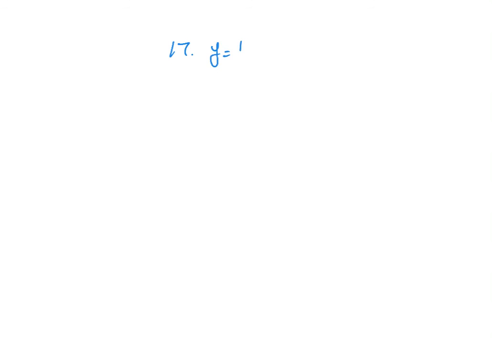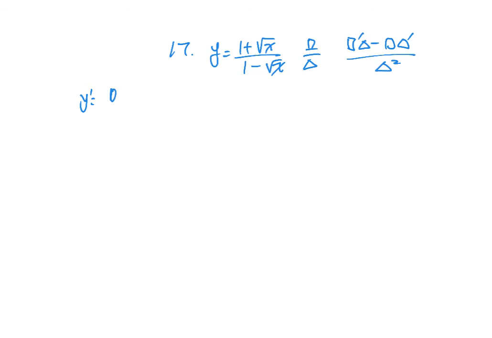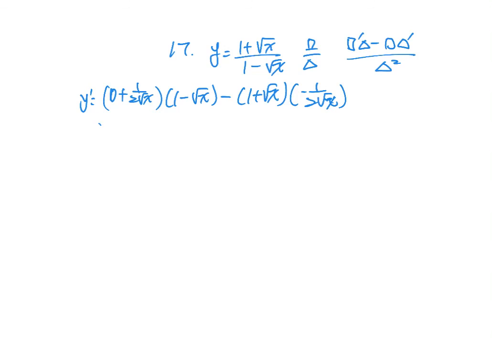17. I said it's probably the worst one. I don't know. All right, so quotient rule. Box prime triangle minus box triangle prime over triangle squared. Let's try it. The derivative becomes 0 plus 1 over 2 root x, using a shortcut. Times, don't do anything with that, minus the box times the derivative of the bottom, which will be negative 1 over 2 root x, all over 1 minus root x, squared.